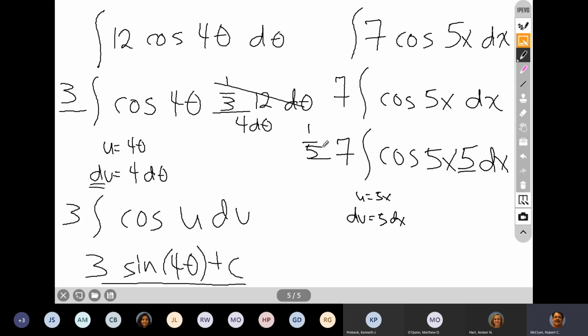So now that's going to give me 7/5. What's the derivative of the cosine? We just took the derivative of cosine over here. That's the antiderivative. That's the sine. So 7/5 sine of 5x plus c.